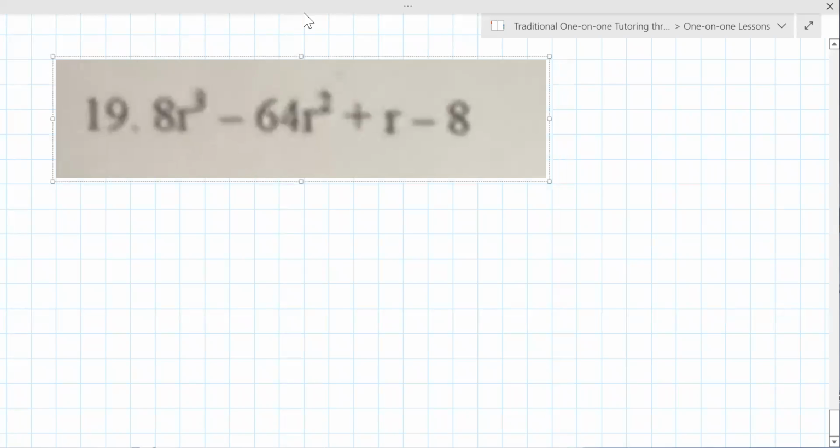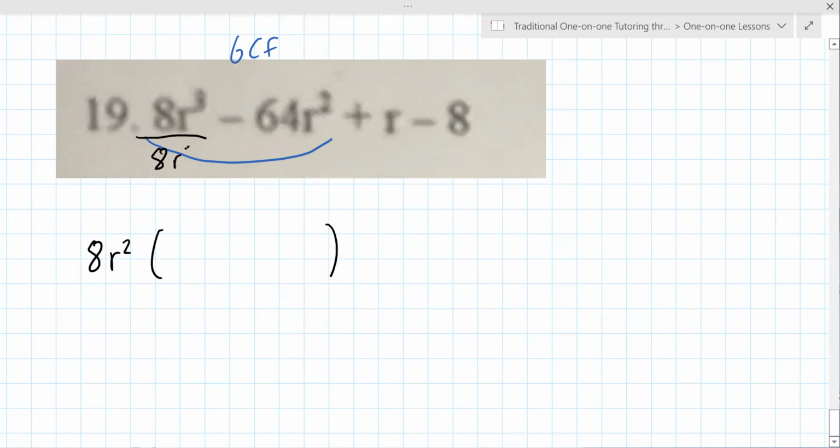Okay, factor by grouping. There is kind of another name for it that I'll give you in a moment, but you look at the first two terms. It's 8r cubed minus 64r squared, and you find the GCF between the first two. Like what I see is that an 8 goes into both and an r squared goes into both. And just like before, you have to reduce and figure out what goes inside parentheses. So it ends up being r minus 8. Do you agree with that?